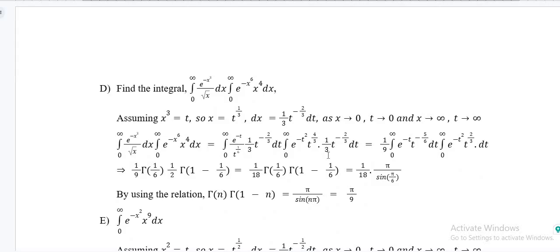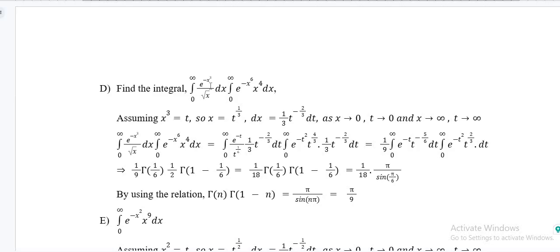Now you have the next problem. Here we have two integrals in a multiplied form. One is e to the power minus x cube divided by root of x dx, and the second one, in the multiplied form, is e to the power minus x to the power 6 times x to the power 4 dx. So how to simplify this? Again the form is a bit complicated, so we need to generalize this one so that we can put it in a generalized gamma form.